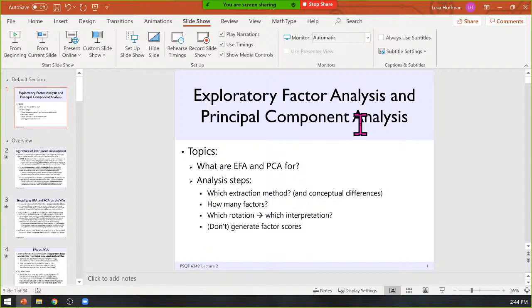Exploratory factor analysis and principal components. I'm not spending a whole lot of time on this, and you'll see why in just a moment. So how many of you have had coverage of these topics in previous classes? Not most people have not. Okay, then that's good because I don't have to unlearn you of anything.